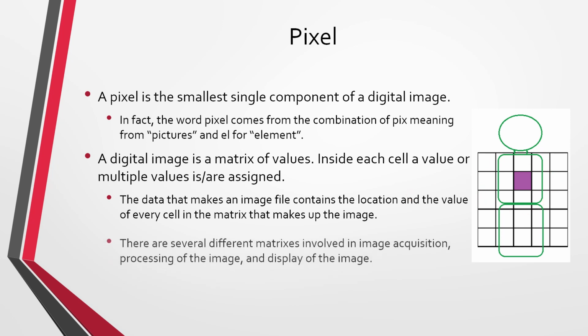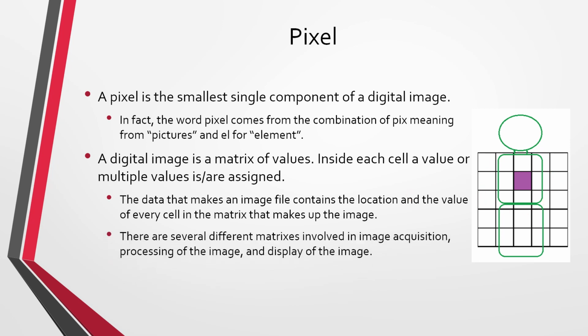There are several different matrices involved in image acquisition, processing of the image, and display of the image. For the display of the image, I like to say it's a pixel. It's a pixel on the screen. Up until that point, they're just different matrices that can be manipulated and processed. In the upcoming videos, we'll discuss how those things happen.